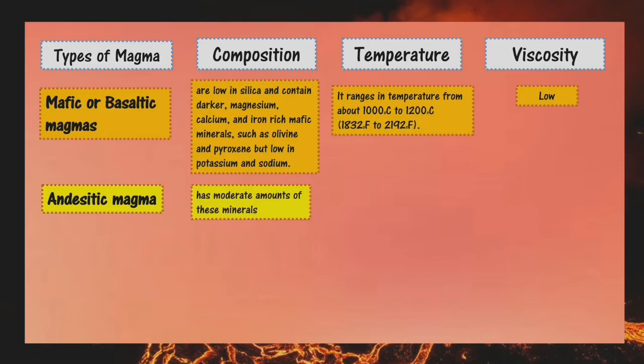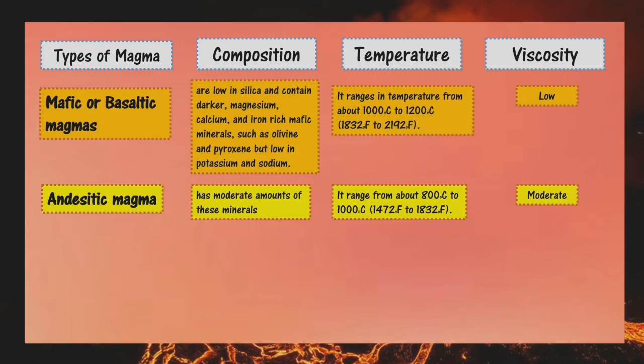The second one is andesitic magma. In terms of composition, it has a moderate amount of those materials. In terms of temperature, it ranges from about 800 to 1,000 degrees Celsius or 1,472 degrees Fahrenheit to 1,832 degrees Fahrenheit. In terms of viscosity, same with moderate.